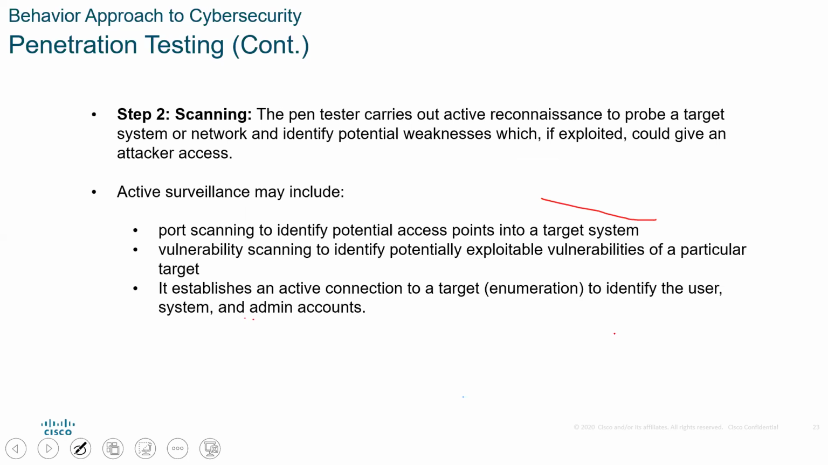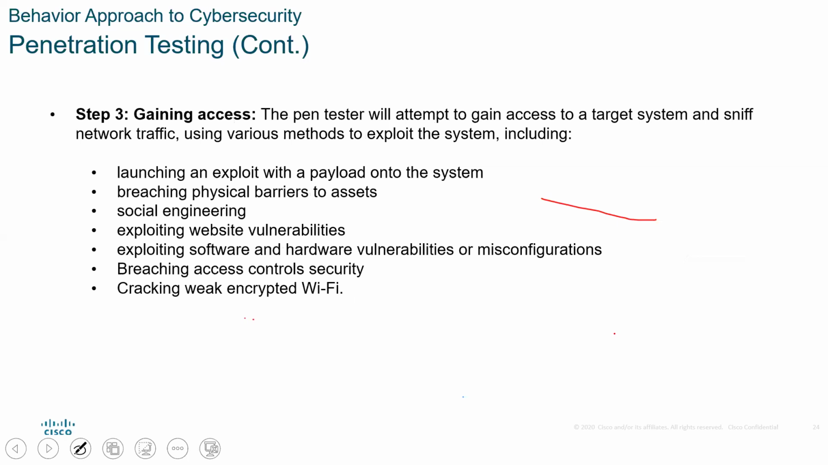We have seen planning. The second thing is scanning. So the pen tester carries out active reconnaissance to probe a target system or network and identify potential weaknesses which, if exploited, could give an attacker access. Active surveillance may include port scanning to identify potential access points into a target system, or vulnerability scanning to identify potentially exploitable vulnerabilities of a particular target. It establishes an active connection to a target to identify the user system and admin accounts.